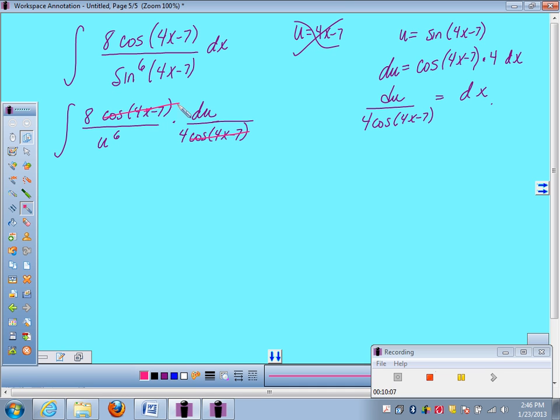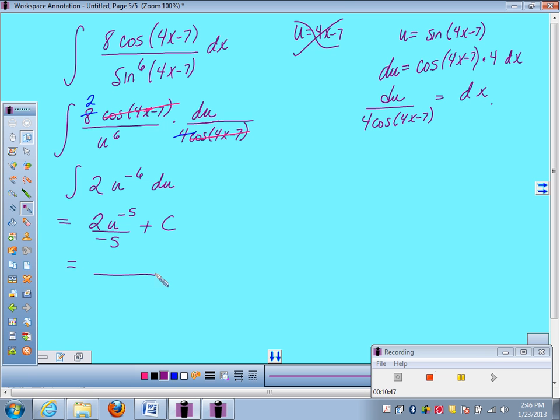And then what else did Ashley want to cancel? The 4 goes into 8 two times. Alright, so we would indeed have left a simple 2u to the negative 6. How pretty is that? Very pretty. And so if I add 1 to the power and divide by the power, now it's easy. 2u to the negative 5 over negative 5 plus c.